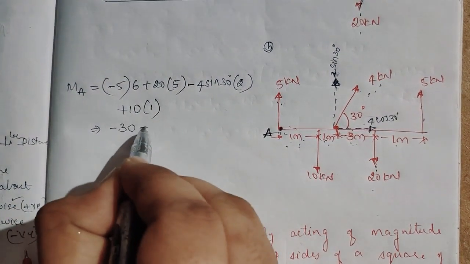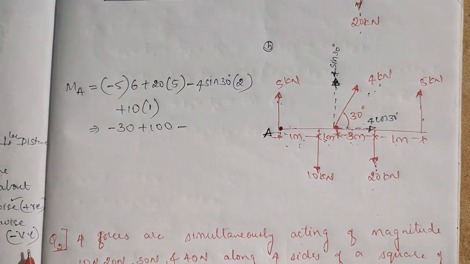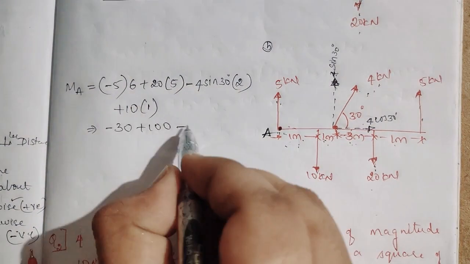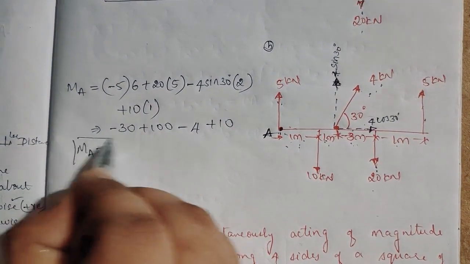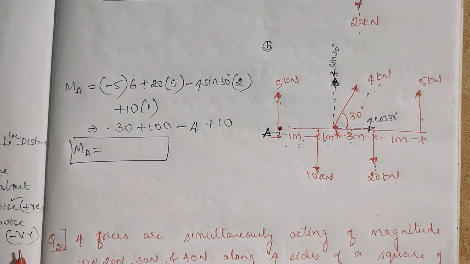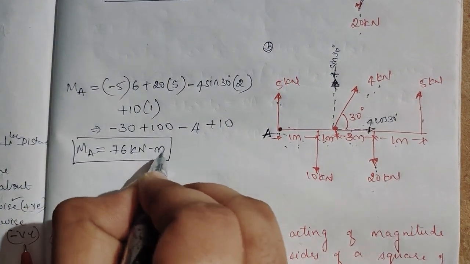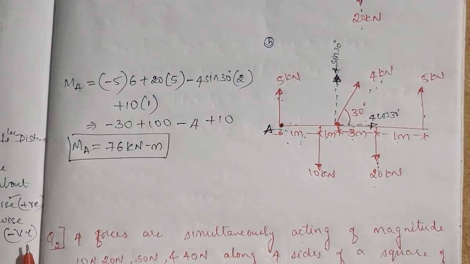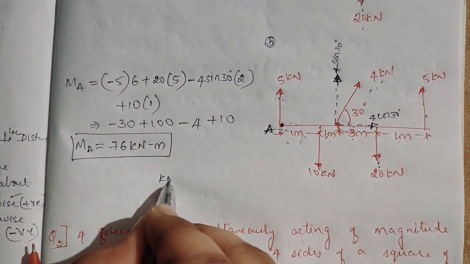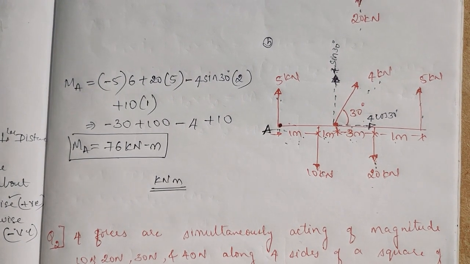So minus 30 plus 100 minus 8 sin 30, how much will it be? 8 sin 30 will be 4, plus 10. So the moment about A will be, I'll calculate, minus 30 plus 100 minus 4 plus 10, which is 76 kilonewton meter. So the unit is very important. The unit of the moment is kilonewton meter. Note that. Okay, understood how to find the moment.